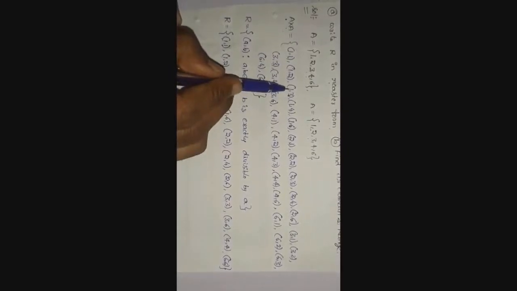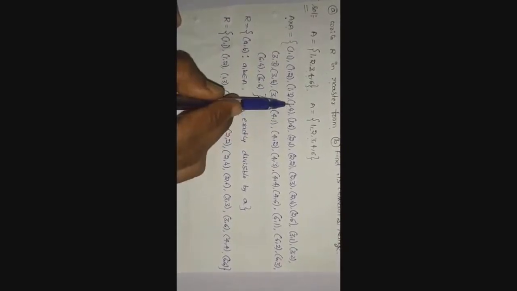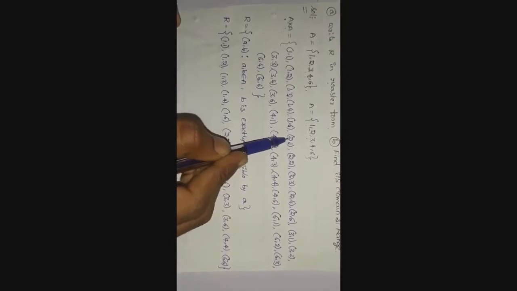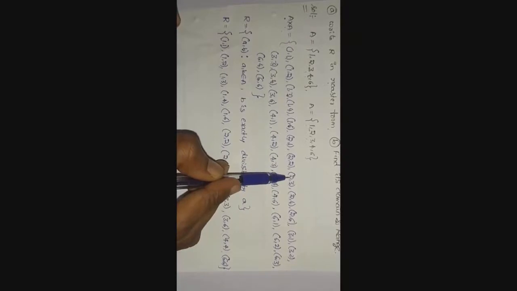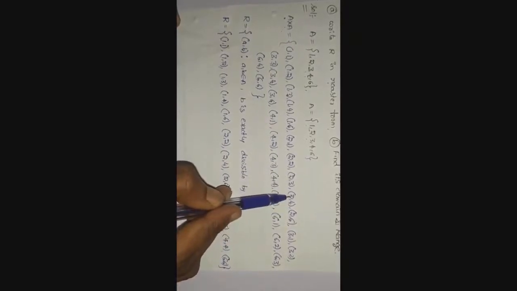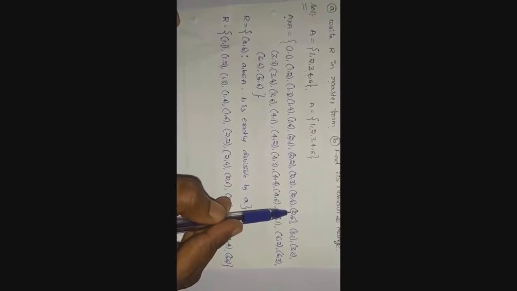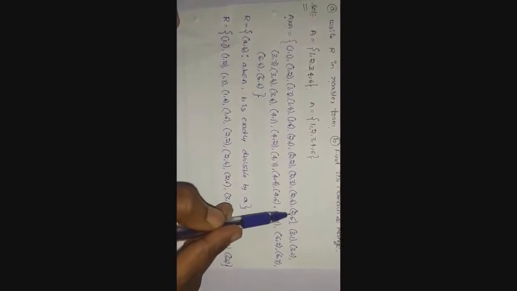Understood? Once again, is 1 divisible by 1? Yes, every number is divisible by itself. Just keep that in your mind. So (1, 1). Is 2 divisible by 1? Yes. Is 3 divisible by 1? Yes. Is 4 divisible by 1? Yes. Is 6 divisible by 1? Yes. Is 1 divisible by 2? No. Is 2 divisible by 2? Yes. Is 3 divisible by 2? No. Is 4 divisible by 2? Yes. Is 6 divisible by 2? Yes.